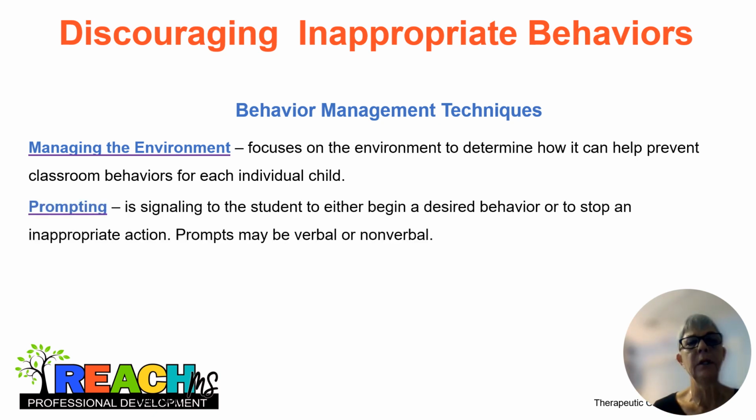The next is prompting, and this can be verbal or nonverbal. It could be that teacher look when you're kind of making eye contact with the kid. It could be just simply going and tapping on the kid's desk down at their work, what they're supposed to be doing. We'll talk about proximity. It could be just merely going over while you're lecturing and standing next to a kid. But it's a sign, it's a signal to either start a behavior or stop a behavior, right? So start the desired behavior or stop the undesired behavior.